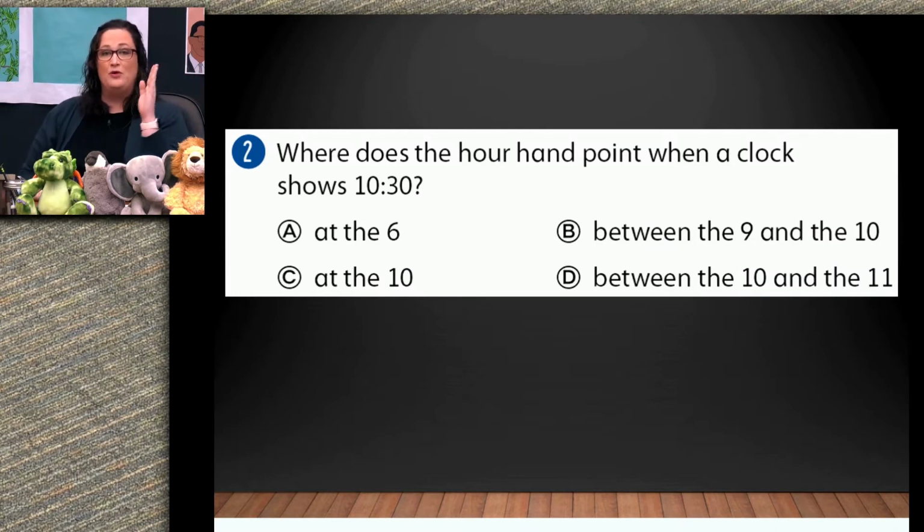Is the hour hand pointing at the 6? At the 10? Between the 9 and the 10 or between the 10 and the 11? I want you to think about it. And then let's look at my clock. What do you think?